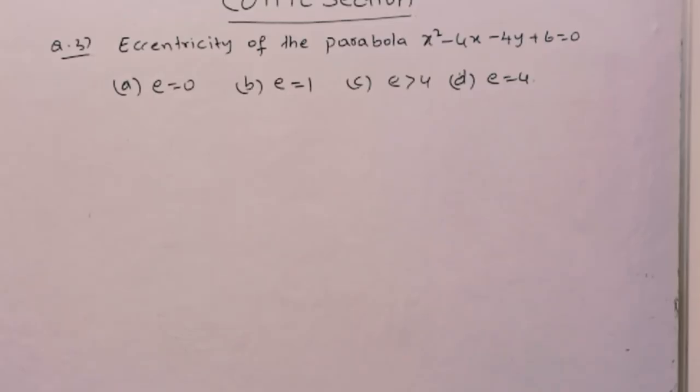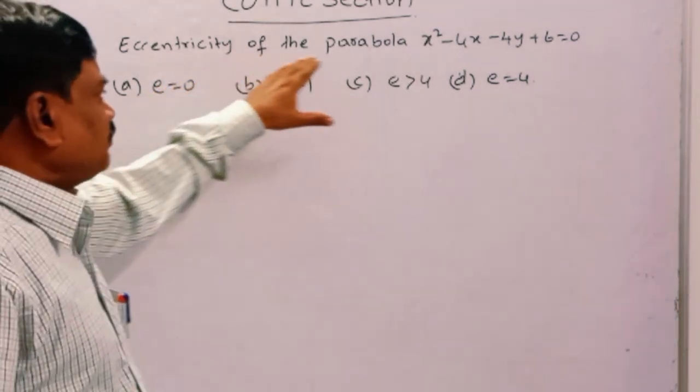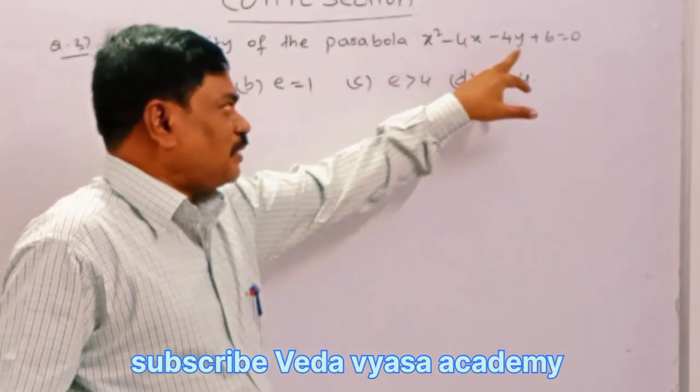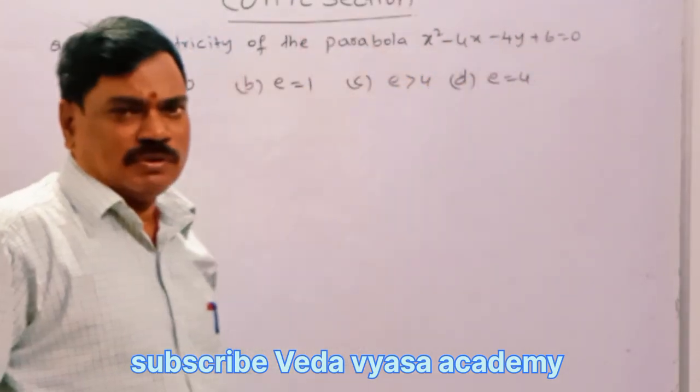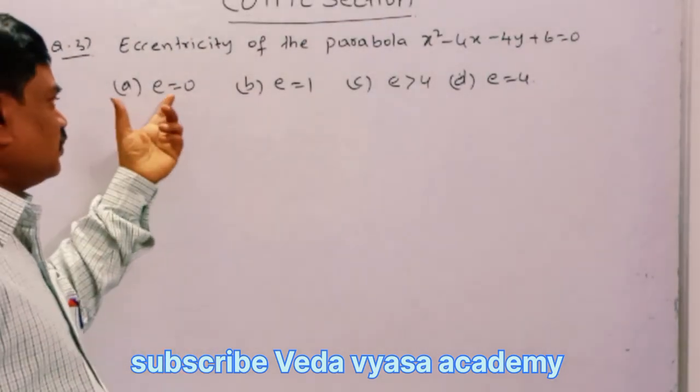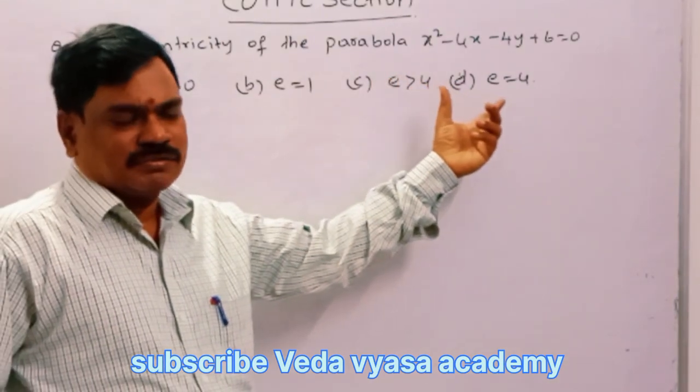One more problem on conic sections. Find the eccentricity of the parabola x² − 4x − 4y + 6 = 0. These are the four options given.